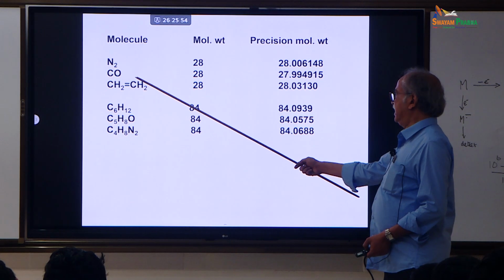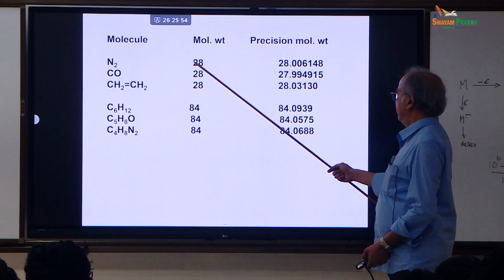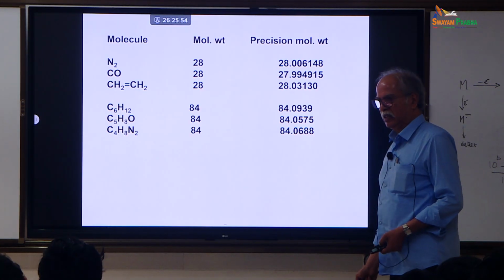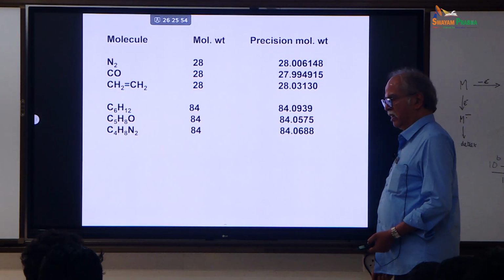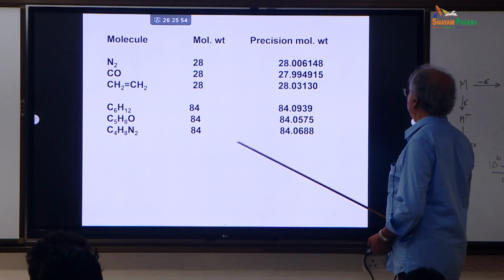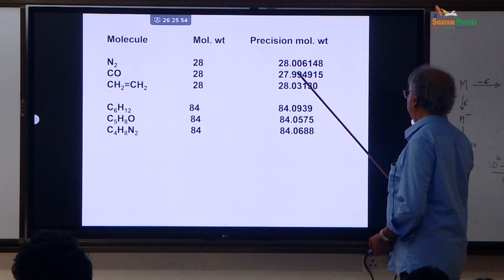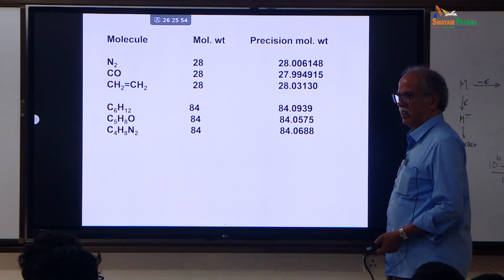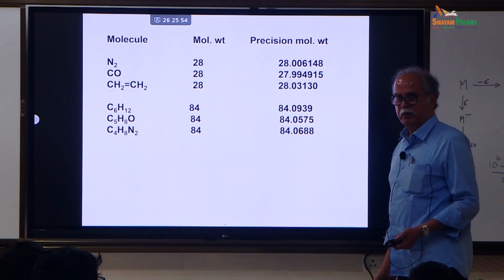The masses of nitrogen, carbon monoxide and ethylene are one and the same. How do we distinguish them? You go to a high resolution mass spectrometer and calculate the molecular weight including the precise molecular weight. Now they are distinctly different. So you will be able to distinguish.